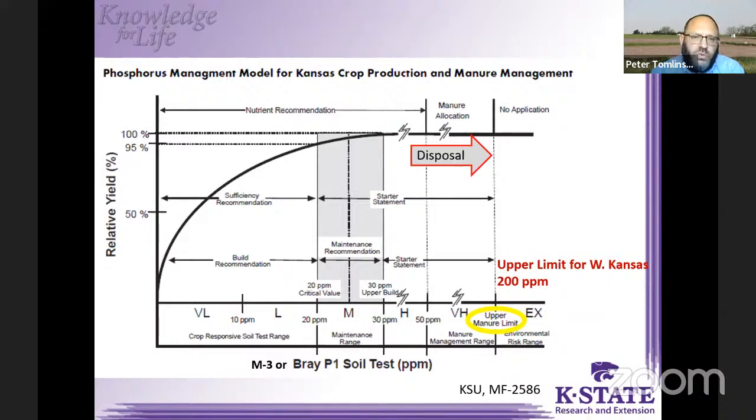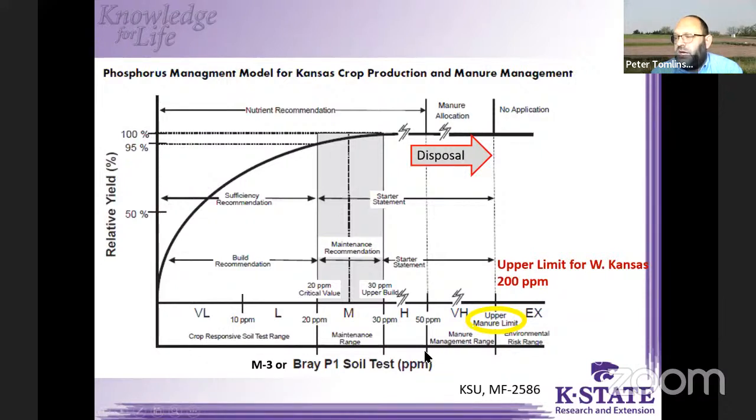And with that, certainly Kansas NRCS should be involved, or a private company, in figuring out what the phosphorus index values are for any given piece of land, and figuring out, from a disposal standpoint, what the application rate should be, whether it's 1 times crop removal or 1.5 times crop removal. The upper limit for Western Kansas, where P application is shut off, is 200 parts per million. But again, this upper side is disposal.